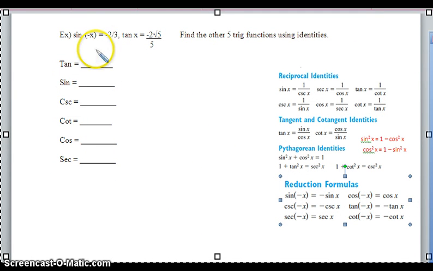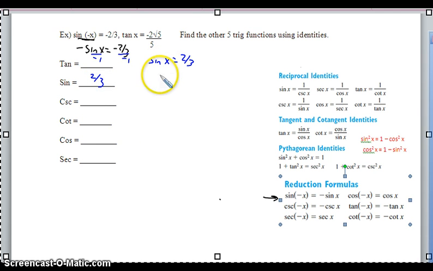Okay, the next example is giving me the sine of negative x is equal to negative 2/3, and the tangent of x is equal to negative 2 square roots of 5 over 5, and I want to find all of these other trig identities here. So right away, I'm noticing something a little bit different. This is actually a reduction formula. So looking at your formula sheet, you have a reduction formula that says that the sine of negative x is the same as the negative sine of x. So I could rewrite this as the negative sine of x equals negative 2/3. So I'm just replacing the sine of negative x with negative sine of x. And algebraically, if I solve this for sine, I would divide by negative 1, and I'd get the sine of x to be equal to positive 2/3.